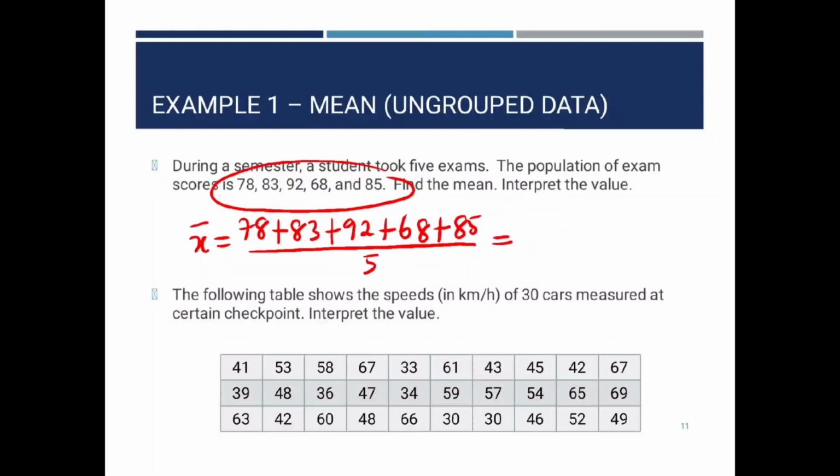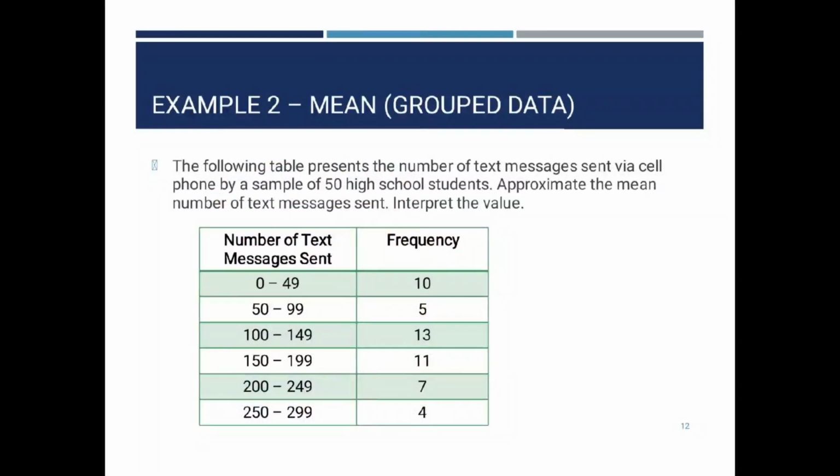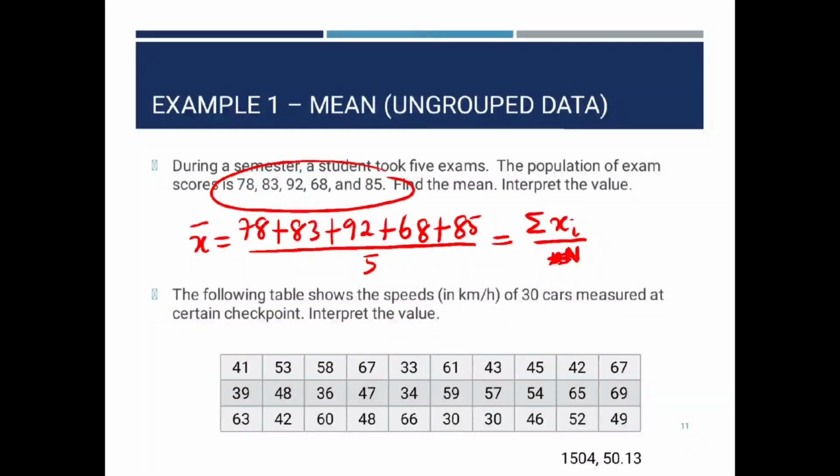Okay, because as you can see, the formula is sum of all data values divided by n, or in this case, this is not n, this is N. Okay, the answer is 81.2.